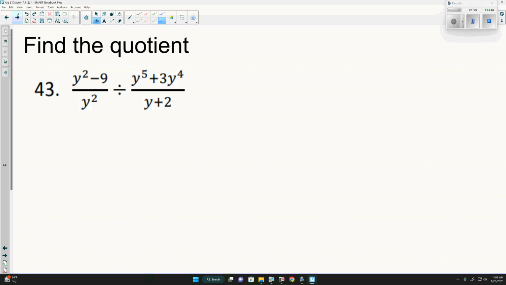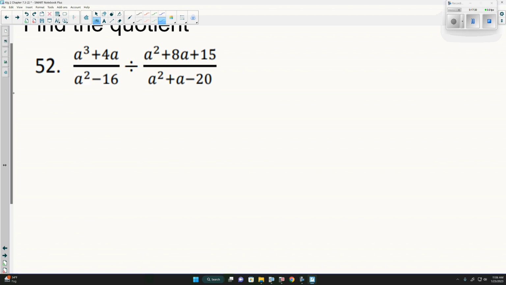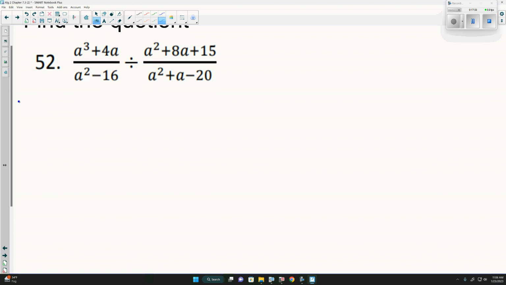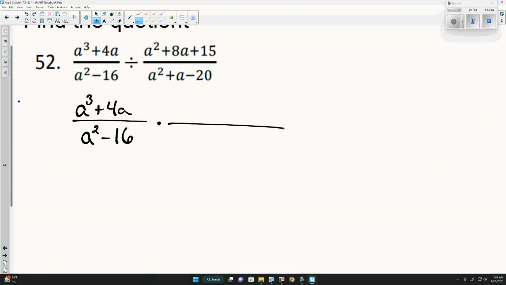Do we want to look at 43 or 52? 52. Now 52, the first thing we'll want to do is change it from division to multiplication. So the first one, a cubed plus 4a, will stay the same, as well as the a squared minus 16, times. We flip the second one, so we'll have a squared plus a minus 20 over a squared plus 8a plus 15.